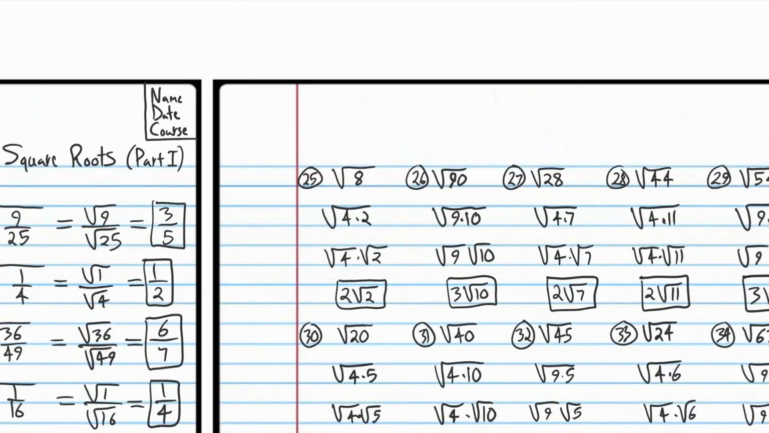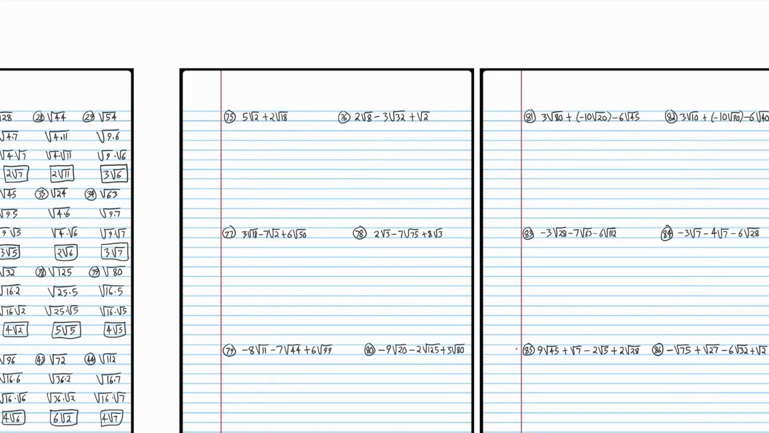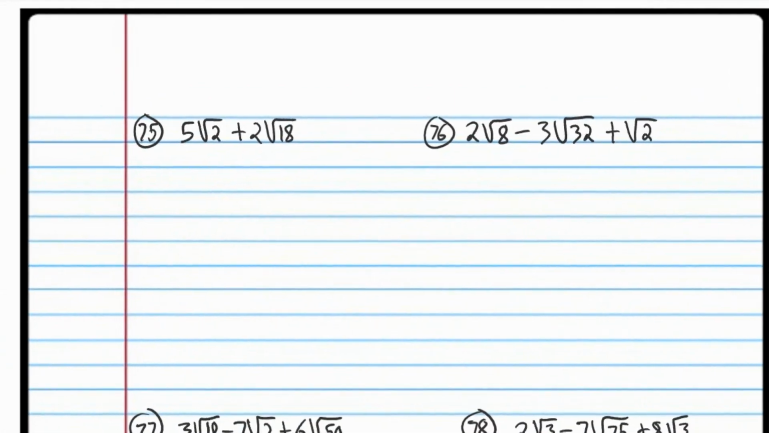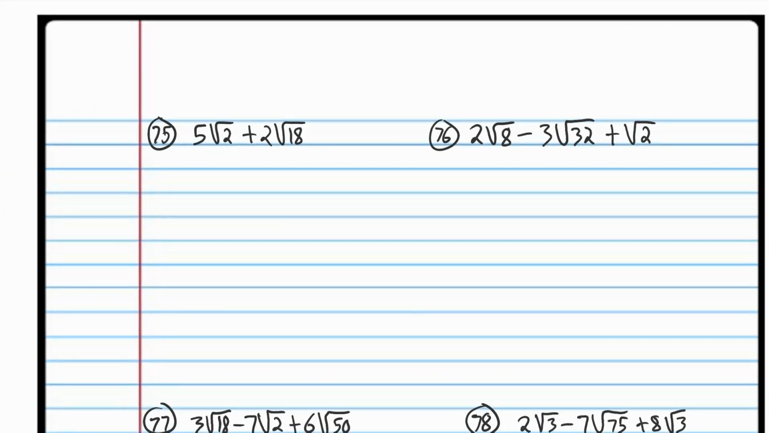All right, so again, we're just doing the same thing we were doing before, except we're using the principle of pulling out a perfect square to combine terms. So we cannot combine these terms because we have a root 2 and a root 18. We can't add those. They're unlike terms. So pull out a perfect square here so that we can combine those terms. So try number 75. If you get stuck, we'll do it together.